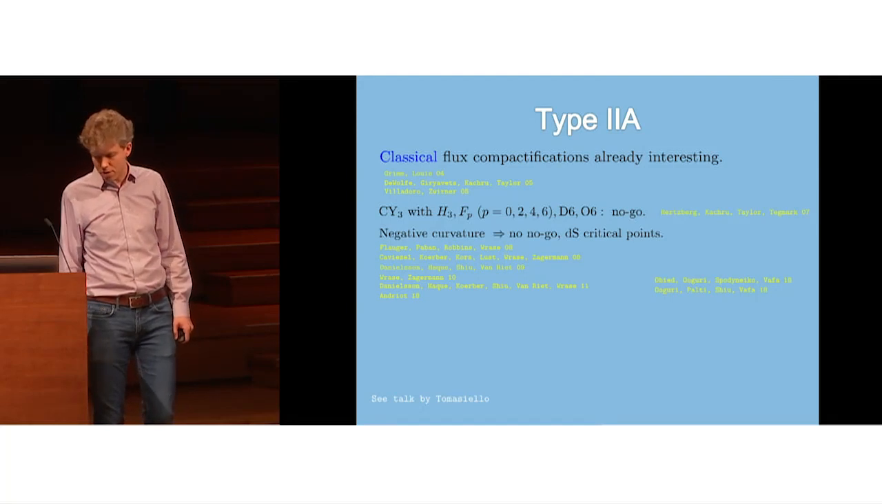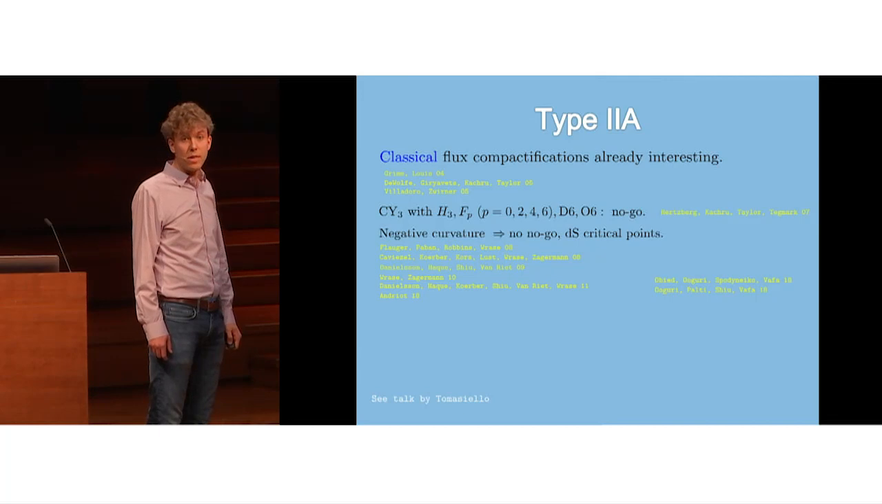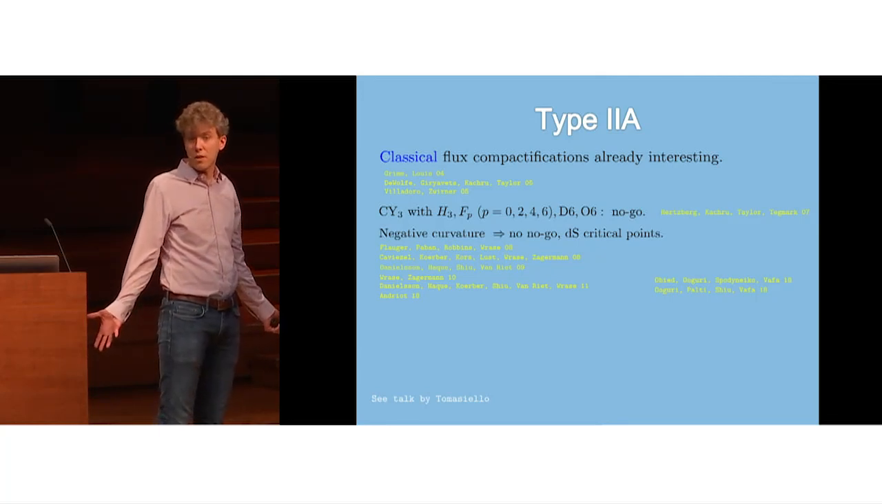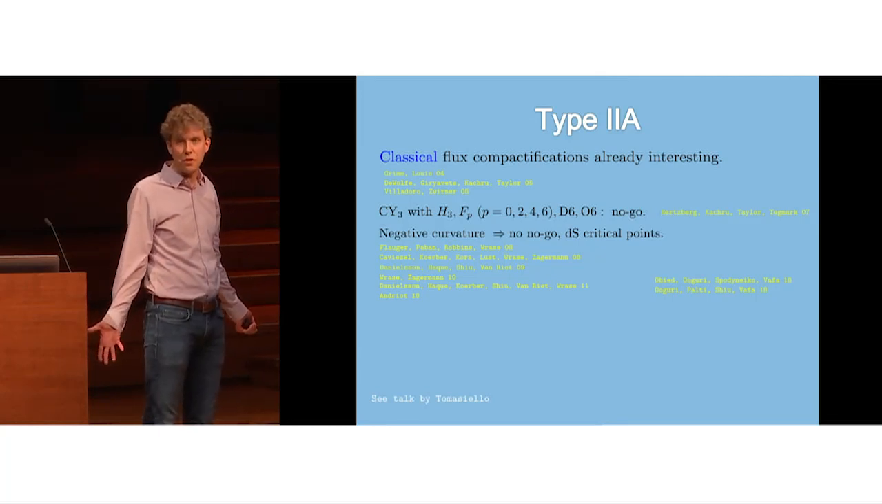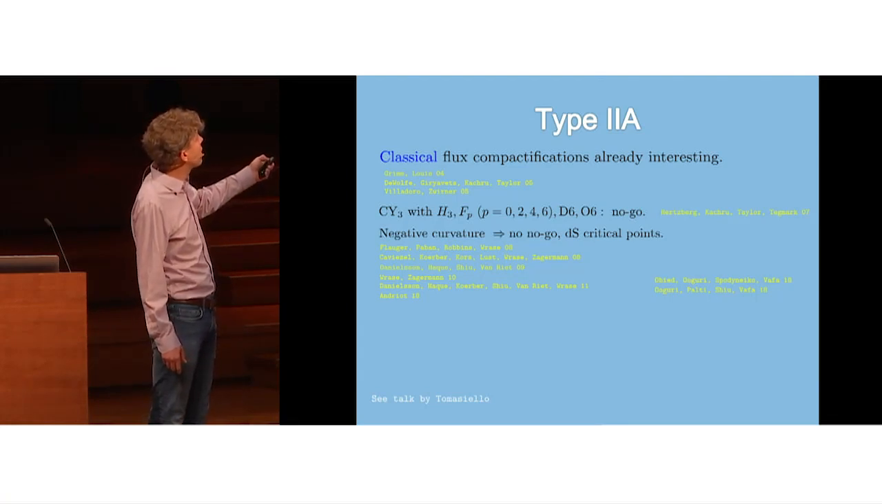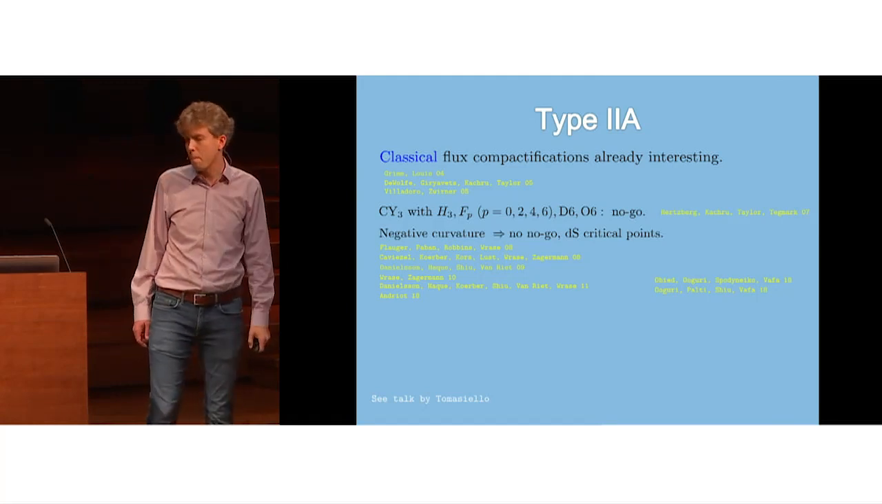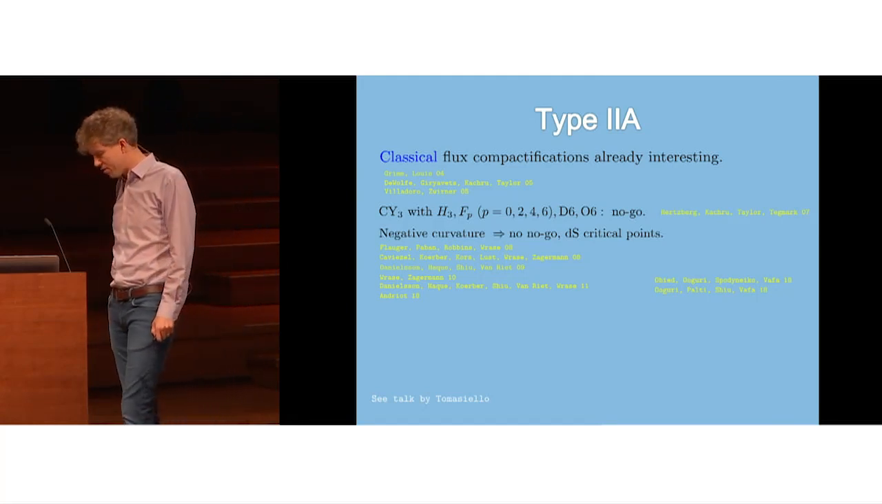With regard to type 2A, here there's been a great deal of work. I refer you also to the talk by Tomasiello this afternoon. Classical flux compactifications are already interesting, so that's great. We can work with just classical ingredients and get very close to or even get to de Sitter vacua. Now, if you study Calabi-Yau compactifications of type 2A with H3 flux and Ramond-Ramond fluxes of these sorts, and D6 branes and O6 planes, you can prove a no-go theorem. There can't be de Sitter vacua.